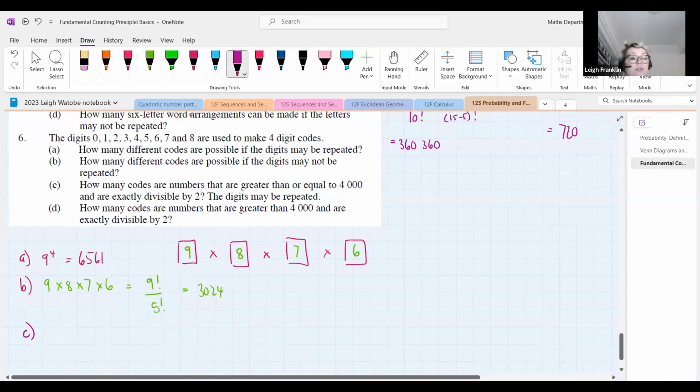Let's do question C. How many codes are numbers that are greater than or equal to 4,000 and exactly divisible by 2? Digits may be repeated. Oh, good. How are we going to do question C? How many codes are numbers that are greater than or equal to 4,000 and are exactly divisible by 2?